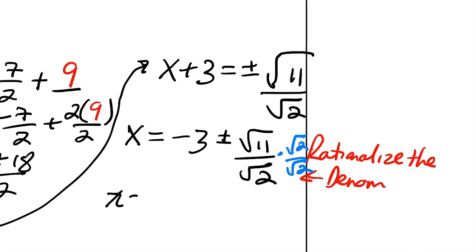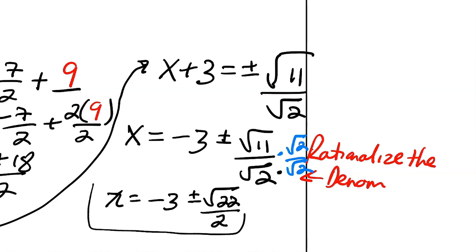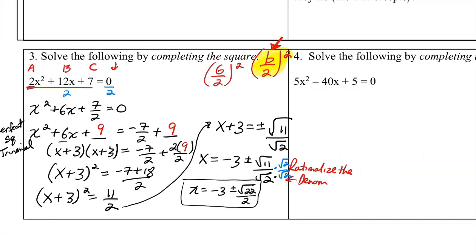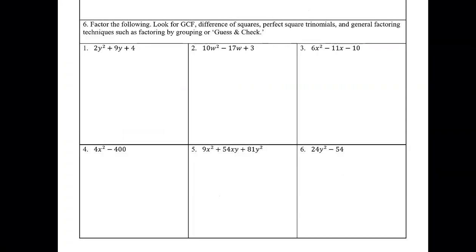So it looks like our final answer we'd get is negative 3 plus or minus the square root of 22, 11 times 2, over the square root of 4. Multiplying those, square root 4, well, that's a 2. So here is our final answer by using the method of completing the square. We have another example here on number 4, but we'll do that in class together. Next, we'll look at number 6.